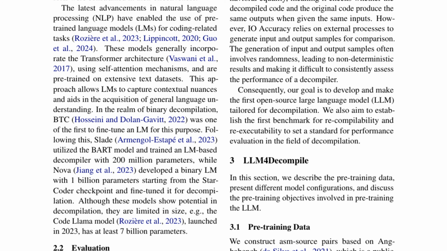Following this, Slade utilized the BART model and trained an LM-based decompiler with 200 million parameters, while Nova developed a binary LM with 1 billion parameters, starting from the StarCoder checkpoint and fine-tuning it for decompilation. Although these models show potential in decompilation, they are limited in size, e.g. the Code Llama model launched in 2023 has at least 7 billion parameters.